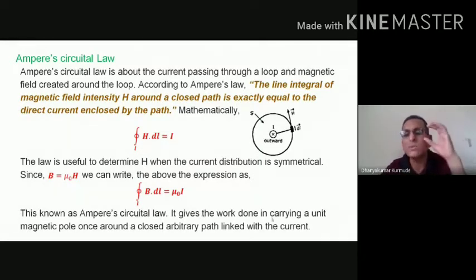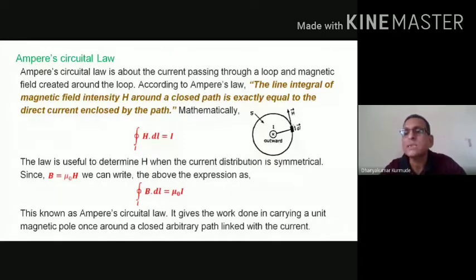It gives the work done in carrying a unit magnetic pole once around the closed arbitrary path linked with the current. As you can see here, this H dot dl, as I was saying a few minutes ago, is the work done. Which work done? Work done in carrying a unit magnetic pole. So if we consider a unit magnetic pole, and this unit magnetic pole has to be moved through this circular path, then work is required to be done.